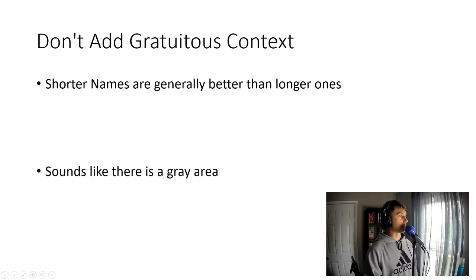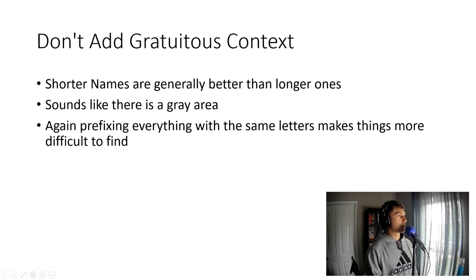And lastly, don't add gratuitous context. Like I mentioned earlier, not enough context in the name is bad. Too much context in the name is probably not great either. So shorter names are generally better than longer ones. And there is a gray area, and I think you've got to go based on feel a little bit. If it sounds too long, it's probably long. If it sounds too short, it's probably pretty short.